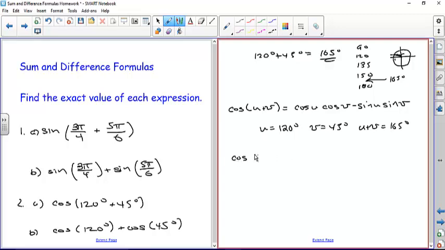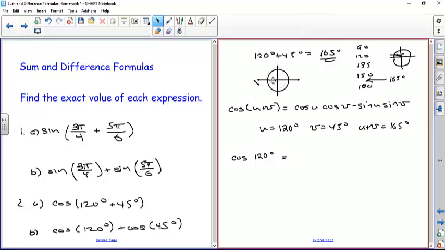So in our case, u is 120 degrees, v is 45 degrees, and u plus v equals 165 degrees. So we need the cosine of 120. If we go to our unit circle again, we'll just draw a small version of it here. Just need a pair of axes with a circle drawn on it. And let's draw where these are. So this would be 135, 120 would be up there, and then 45 is going to be here.